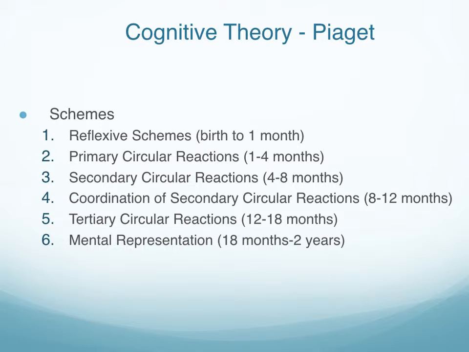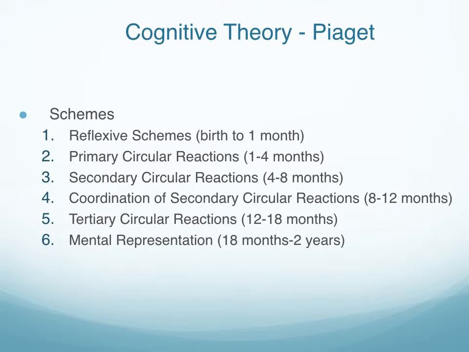Okay, the second substage is primary circular reactions, from about 1 to 4 months. In primary circular reactions, the child performs repeated actions. They accidentally stumble on some kind of behavior and they repeat that behavior again and again. So they discover putting their hand to their mouth and sucking on their hand, right? And they will do that over and over again. What makes these circular reactions primary is that they focus on the infant's own body. So they're not yet performing actions that have an effect on the external environment. They're really just discovering their own body at this point.